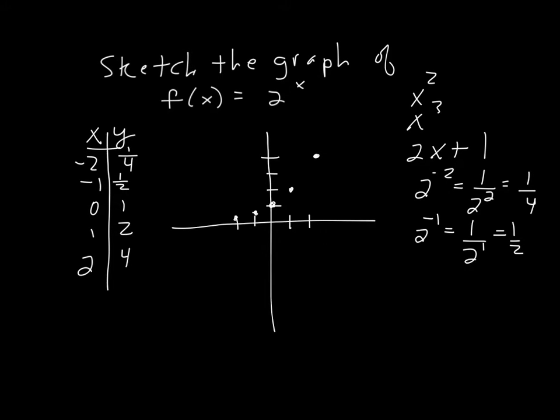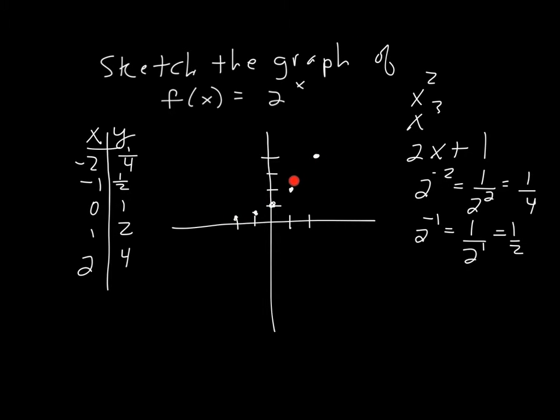I don't think we need to plot any more points to see what's going on there, but we'll talk about it a little bit before we finish. So what's going on here is, obviously, if I keep putting in bigger and bigger numbers for x, like 3, 4, 5, etc., it's just going to keep going higher and higher and higher. So we kind of know what's going on over here. It's going like this.